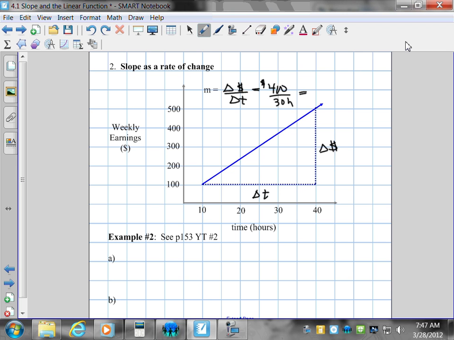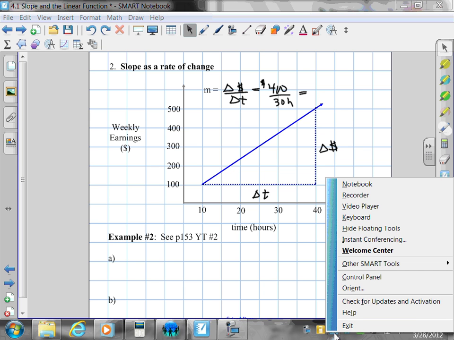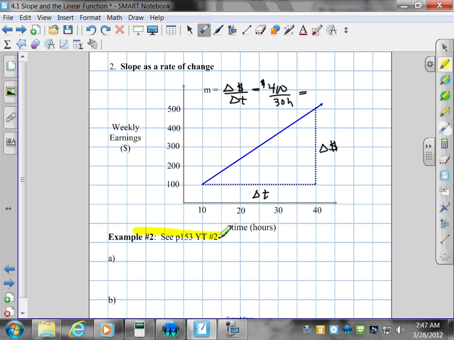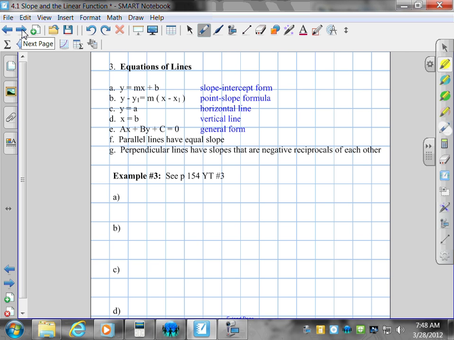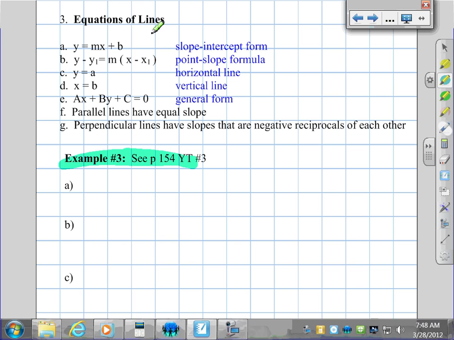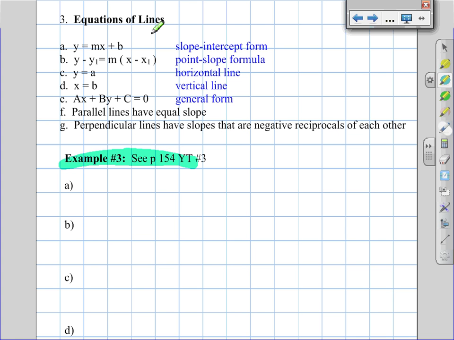When you do your assignment, you're going to run into some questions that look like this one right here. You might want to look at that right now on page 153, your turn number 2, or look at the example that goes with it and give that question a try if you want. Similarly, on the next page, there's another example you're going to need to look at, example 3, on page 154. And again, you can try those if you want. I don't anticipate you're going to be having too much trouble.